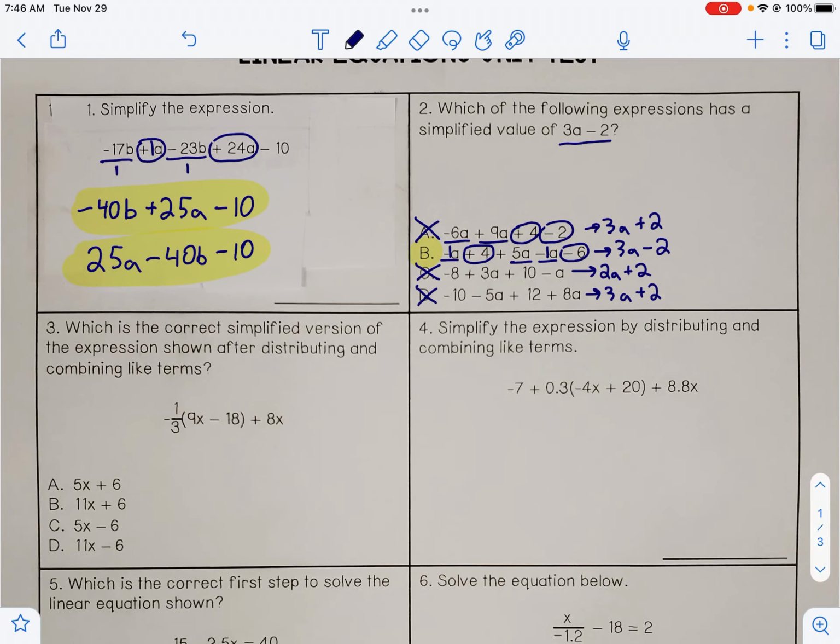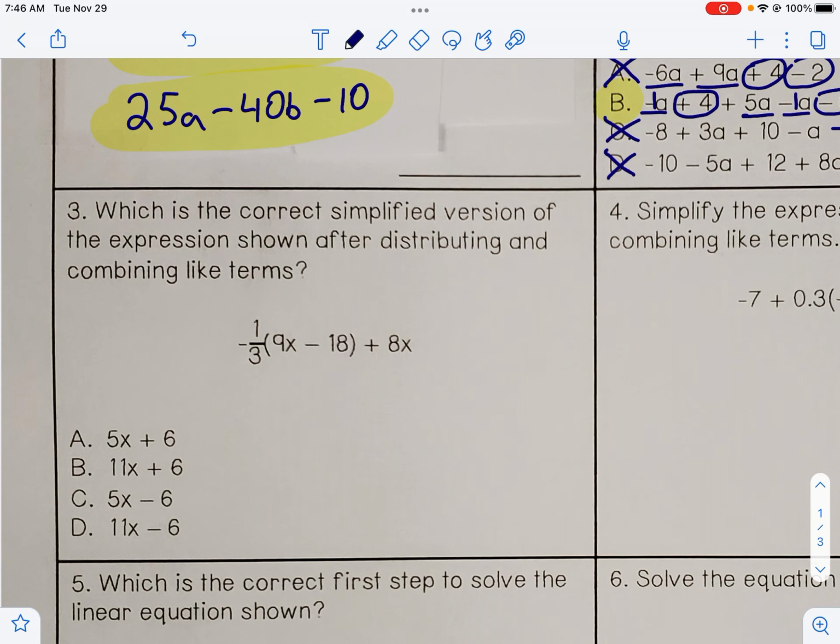Okay, moving ahead to number 3. You'll notice we have a number outside parentheses, which means it needs to be distributed. There is, again, no equal sign, so we have to combine like terms. Negative 1/3 times 9x makes negative 3x. Negative 1/3 times negative 18 makes positive 6, or plus 6.